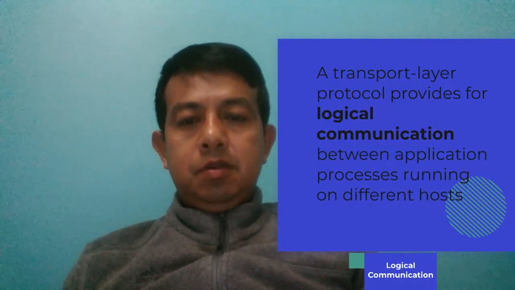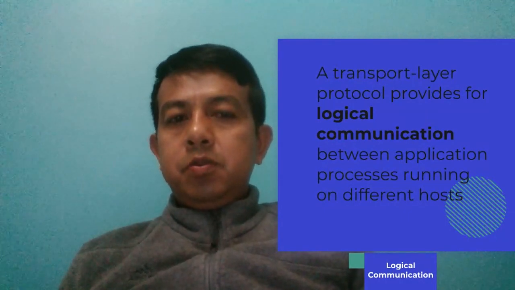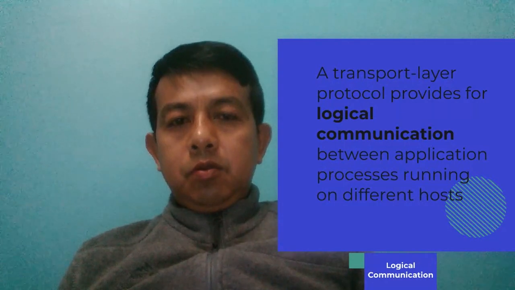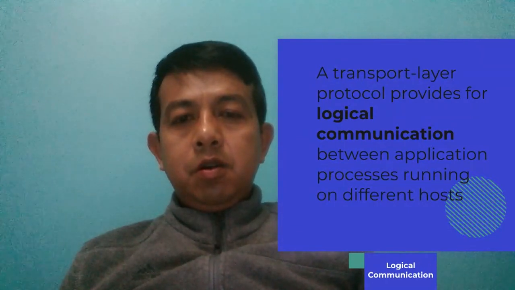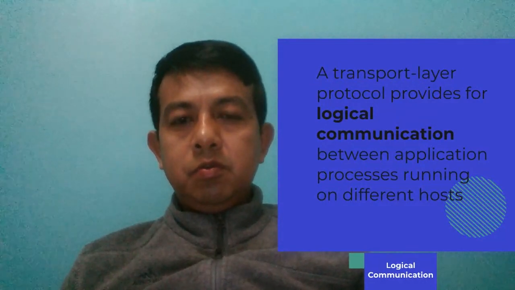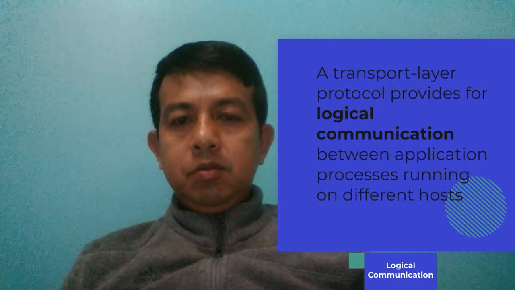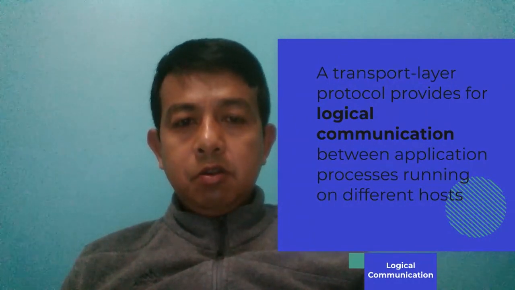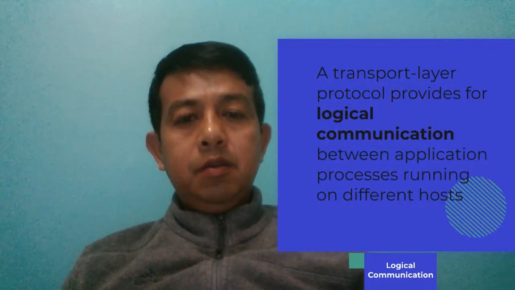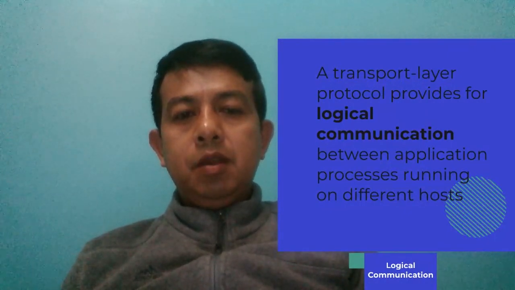Let's break down this sentence one by one. First part, it should be clear: a transport layer protocol. It is either TCP or UDP. So these two protocols provide for logical communication. I have made these two words bold, logical communication. We'll discuss them with an example. These two protocols provide logical communication between application processes running on different hosts. Let's first understand what logical communication means.